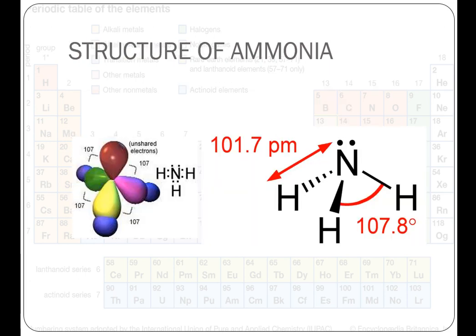Structure of ammonia. You have already studied the structure of ammonia in class 11. It has a pyramidal structure. Nitrogen undergoes sp3 hybridization with a lone pair of electrons. Bond angle is 107.8 degrees.